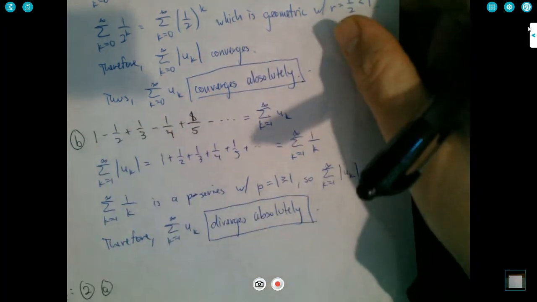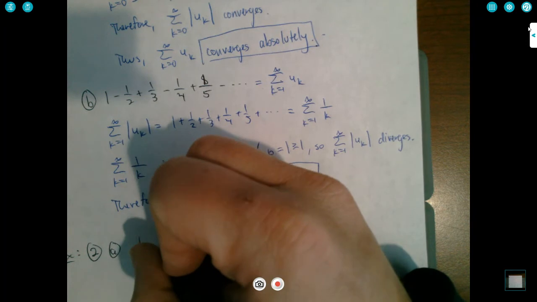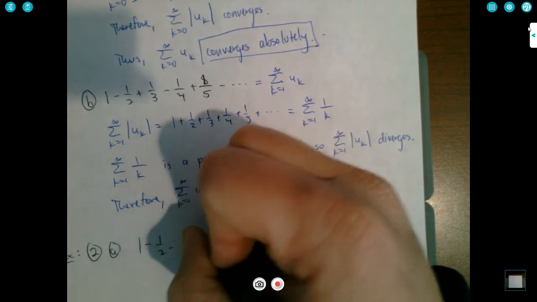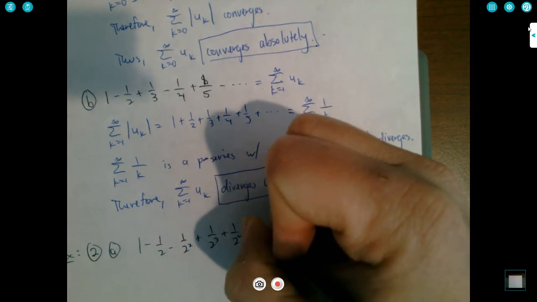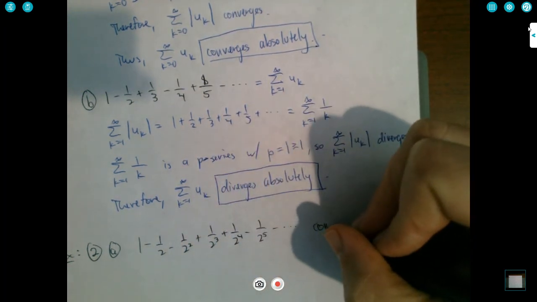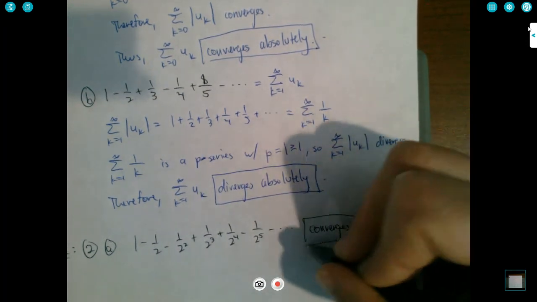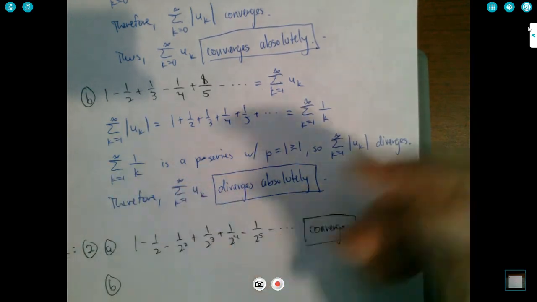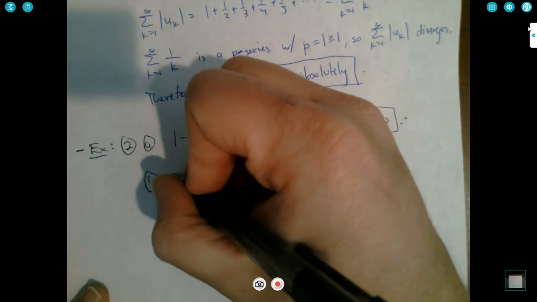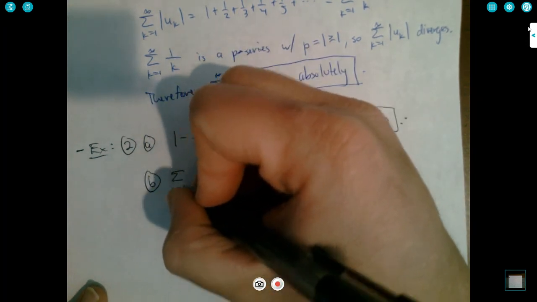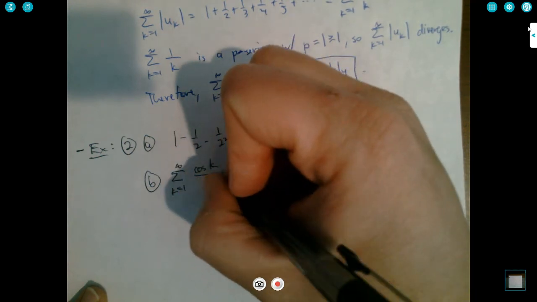Part A was just this same series: 1 minus 1/2 minus 1 over 2 squared plus 1 over 2 cubed plus 1 over 2 to the 4th minus 1 over 2 to the 5th minus etc. converges, because it converges absolutely. Okay, but what about this second series? The sum from k equals 1 to infinity of cosine k over k squared.